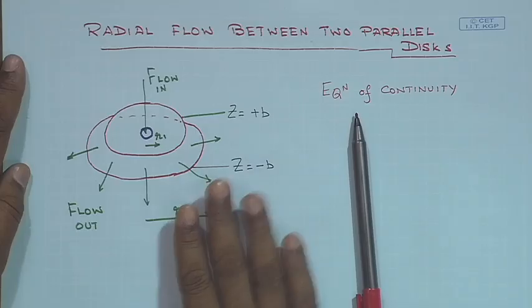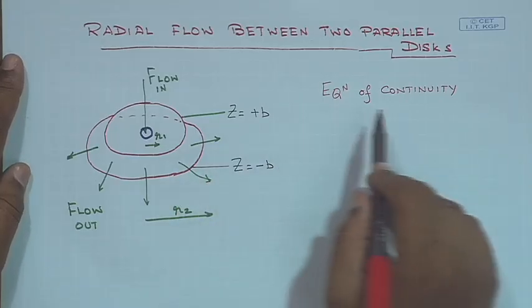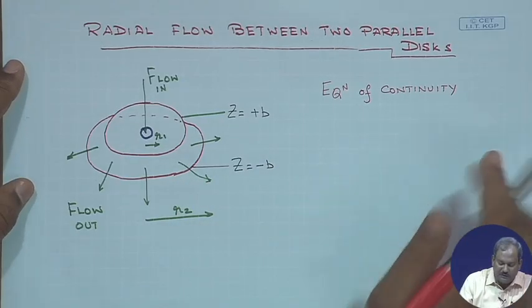So we are dealing with a velocity which is a function of r, and as well a function of z. Whenever we come across such a problem, we first try to see if use of the equation of continuity can somehow simplify the situation. So that's what we are going to do first. We are going to use the equation of continuity in this and try to see if a simplification is possible.